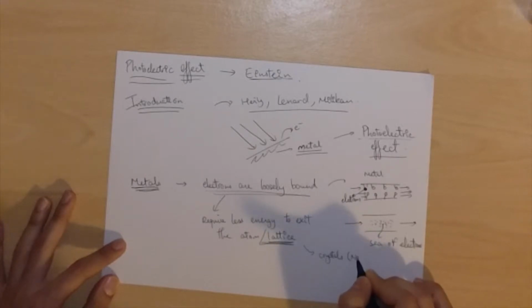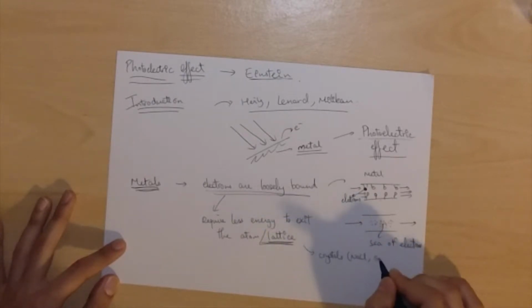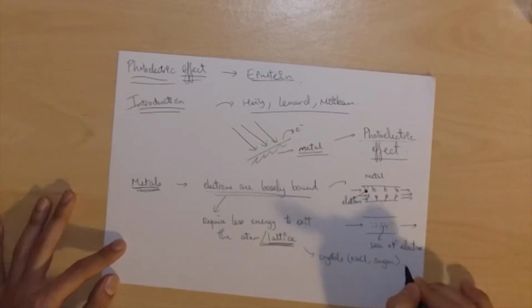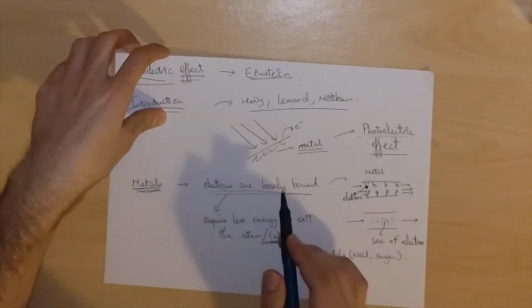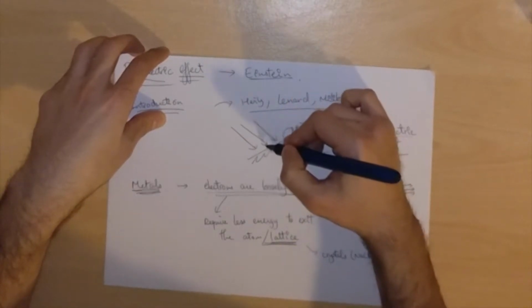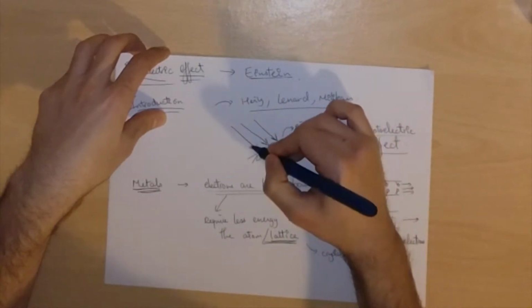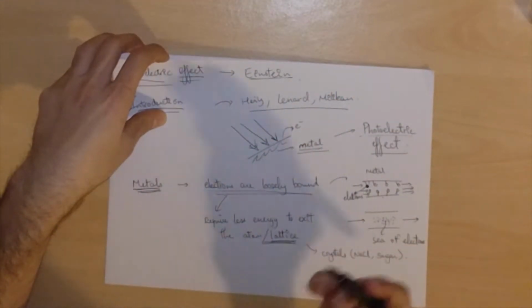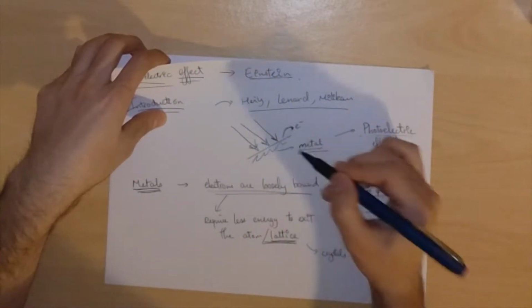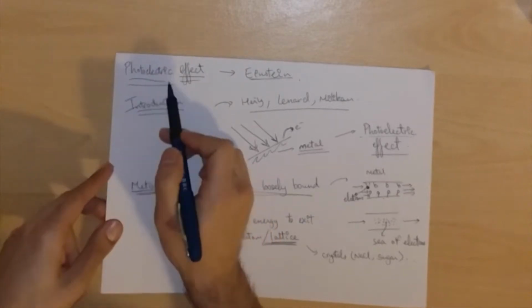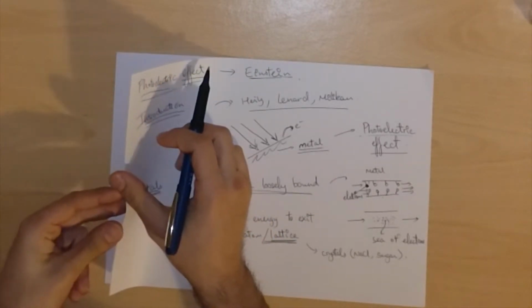Salt, sugar, etc. So because the electrons in metals are loosely bound, shining some sort of light, even visible light, like the light you see around you, red, blue, green, can be used to eject electrons from it. And that is why this effect was first observed in metals.